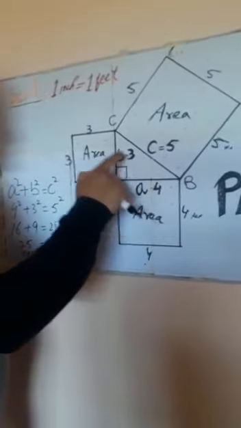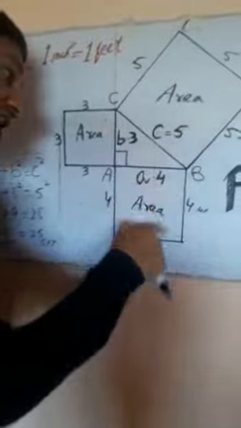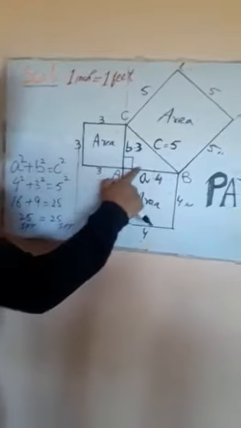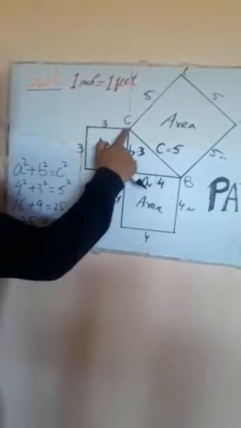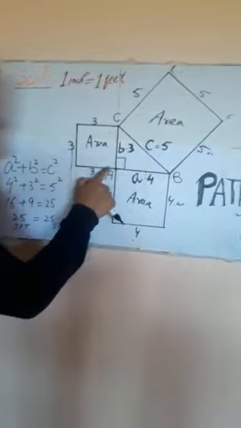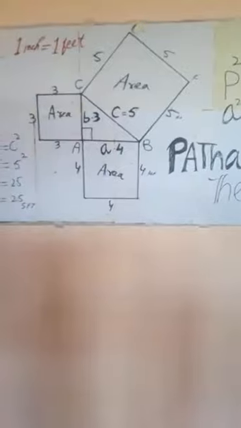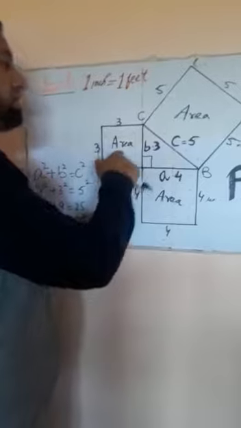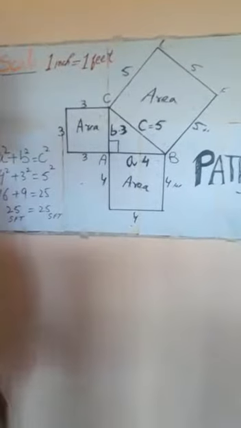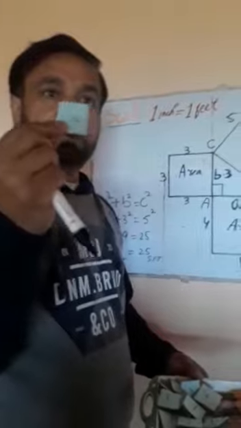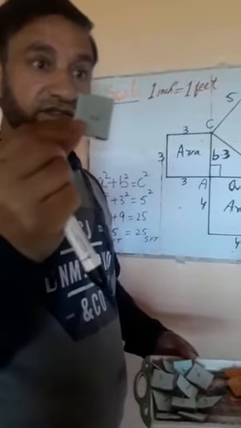Square upon base, that means base square. What we call here in the theorem, base square plus perpendicular square is equal to hypotenuse square. It is actually area. Area of this square plus area of this square is equal to area of this square. Let me show you practically. This is 1 square feet.